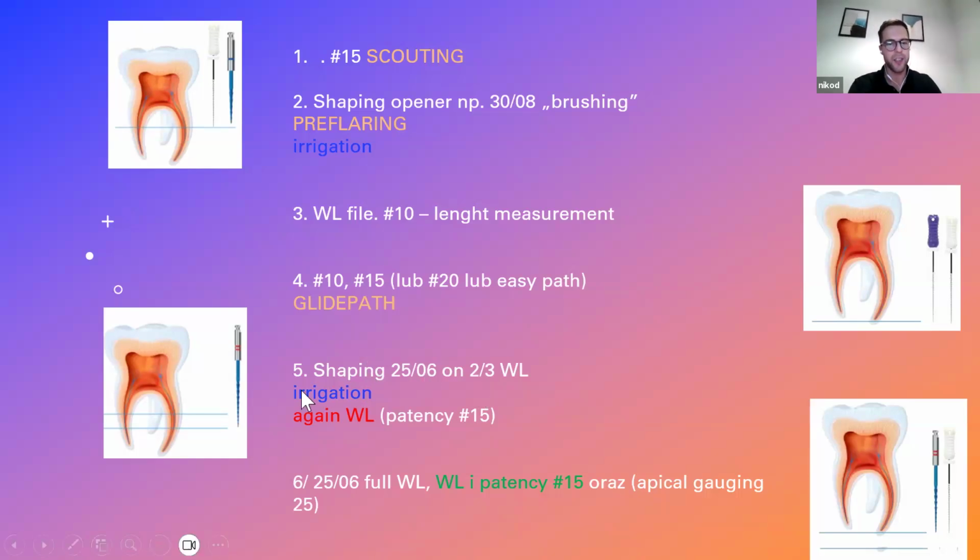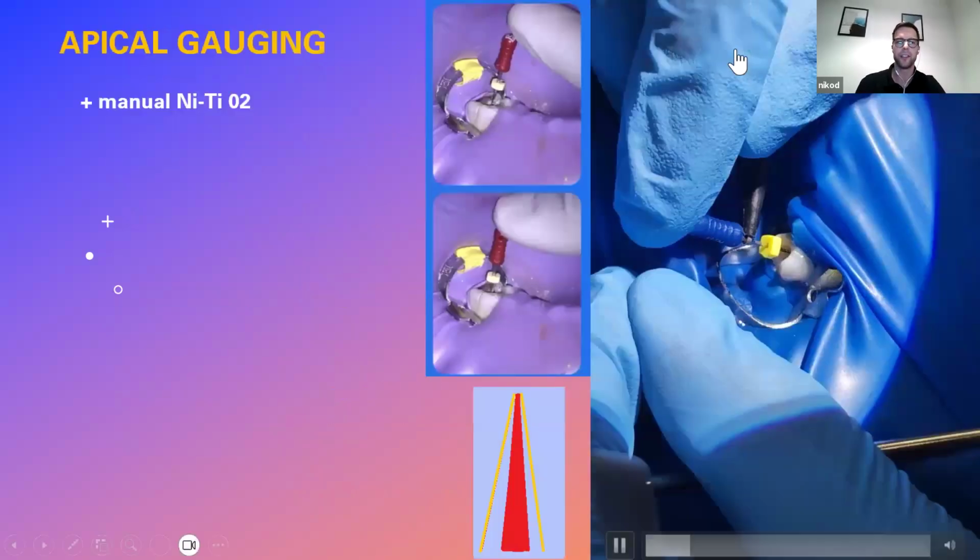I measure the working length again, because we know that it can change, and then I do full length shaping very fast, like kiss and goodbye. And at the end, we need to ask if the number 25 is enough for this root. To know that, I do apical gauging. Maybe you have heard about apical gauging.